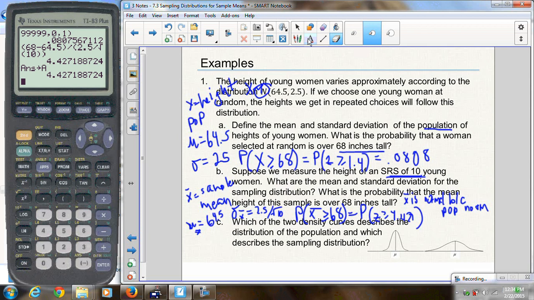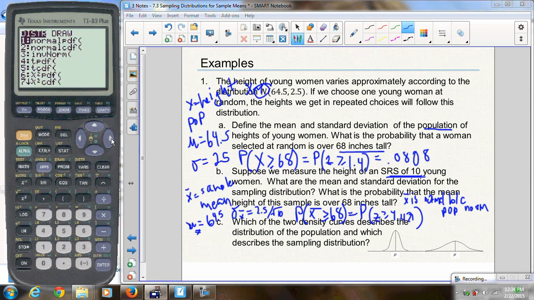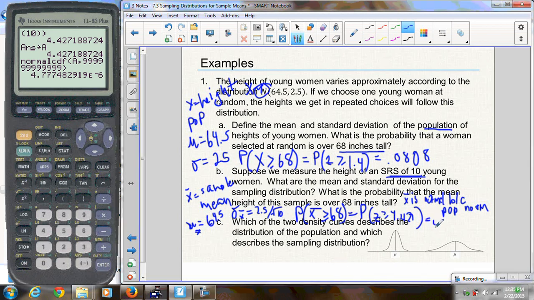I think I put a little dot on here that I don't mean to be there, so let me erase that. Okay, and so I'm going to go ahead and calculate the normal CDF. I'm going to use my previous answer, which I stored in letter A. My upper bound is 9999999. And since I'm dealing with a z-score, I'm going to let the calculator just use its mean of 0 and standard deviation of 1. And it's essentially 0. 4.77 times 10 to the negative 6 is essentially 0, and that makes sense.